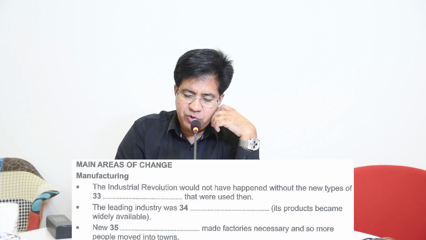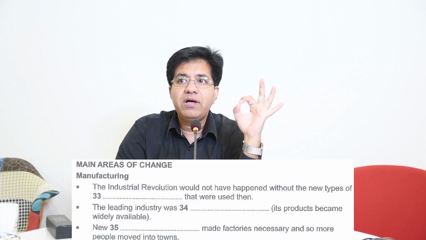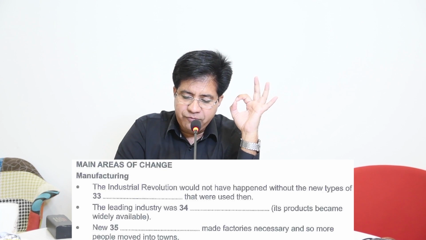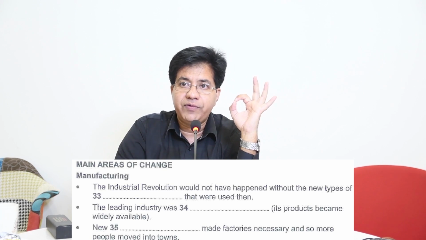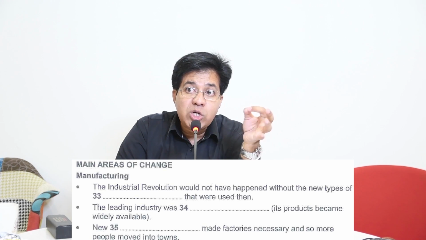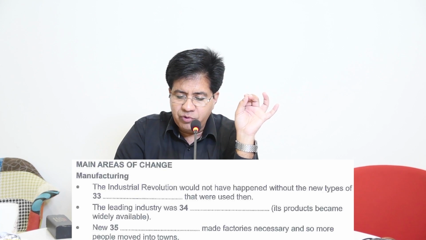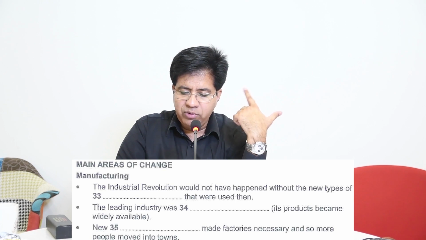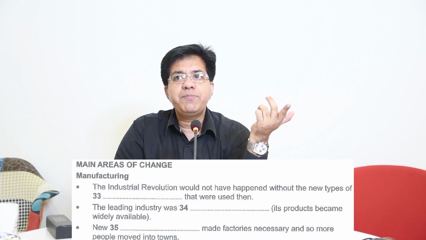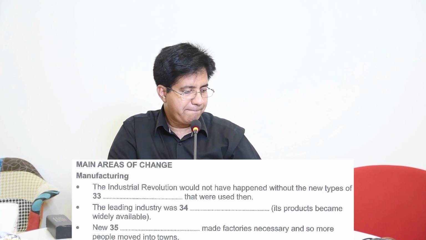Industrial revolution would not have happened without the new types of. For "new types," they can use another word. So it means the industrial revolution was because of new types of something. Because they said the industrial revolution would not have happened without the new types of. For "new types of," they may use the words "new sources of." Right? Let's see.